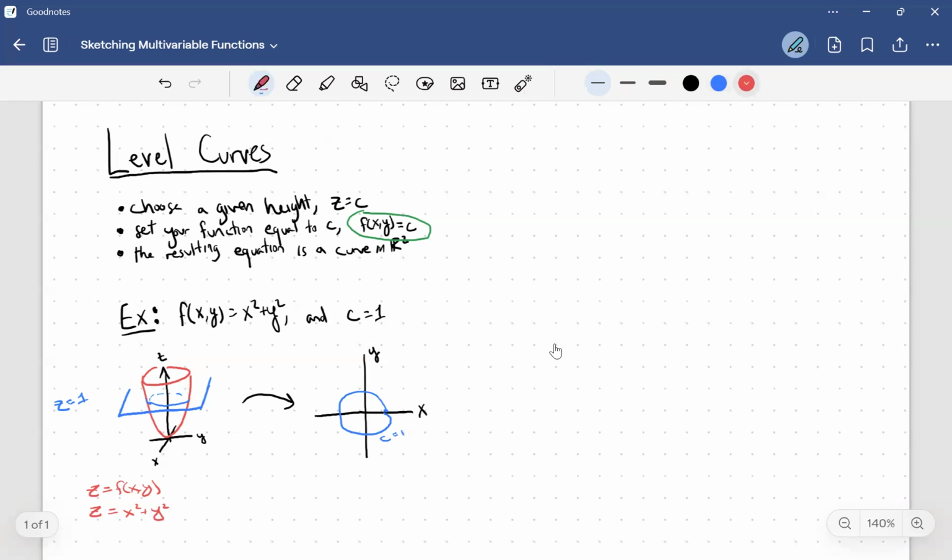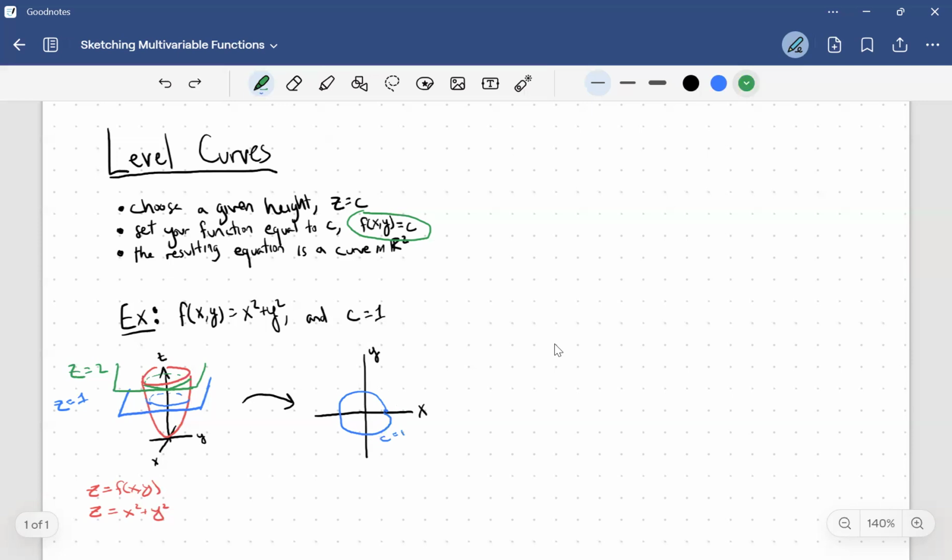And of course, we can do this for other heights as well. So if I wanted to look at, let's say, not a height of 1, but a height of 2, I would take a plane of height 2. I would intersect it with my paraboloid, and I would look to see what that intersecting curve is. And in this case, it would be another circle. I can pull that out, and if I want, I can draw it at the same plane.